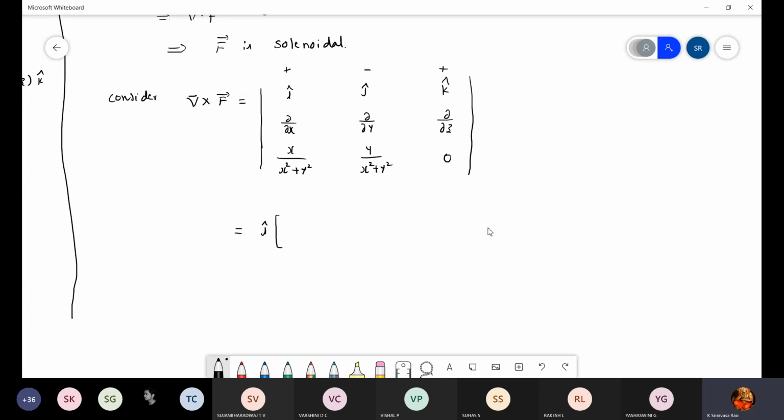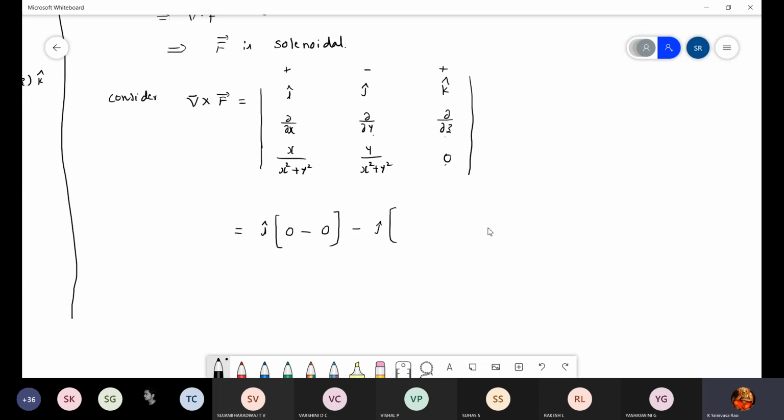I cap into: first row, first column, neglect. So you will get dou by dou y of 0, minus dou by dou z of y by x square plus y square. What is the answer? 0, because there is no z at all. Here it is completely a constant with respect to z, so if you differentiate, it should be 0. It is 0. Minus j cap into.